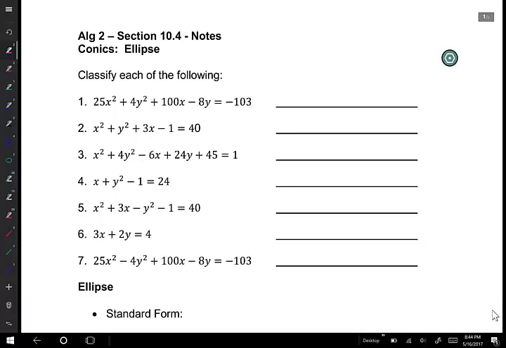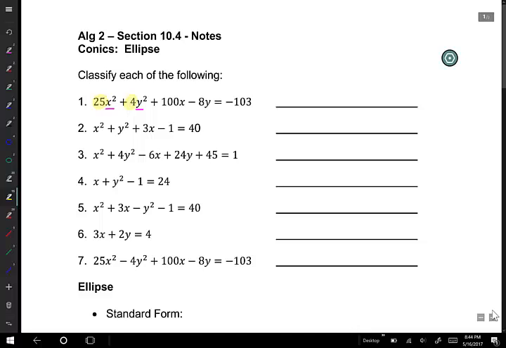In today's lesson, we're going to talk about ellipses and understand the difference between circles and ellipses. But first, we're going to begin by classifying and reviewing the ideas of classification of our different conics. Remember, when you are focusing on this, you're focusing on the squared terms and then also the numbers that come in front of those squared terms.